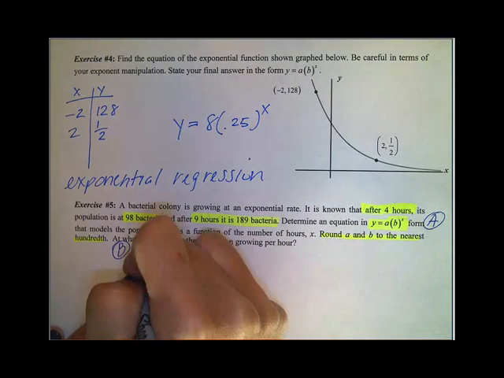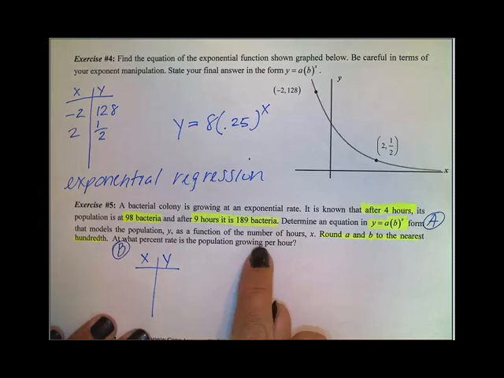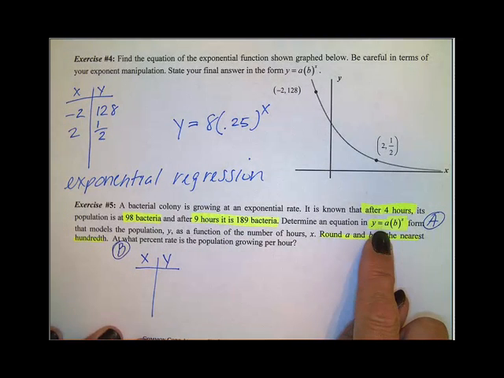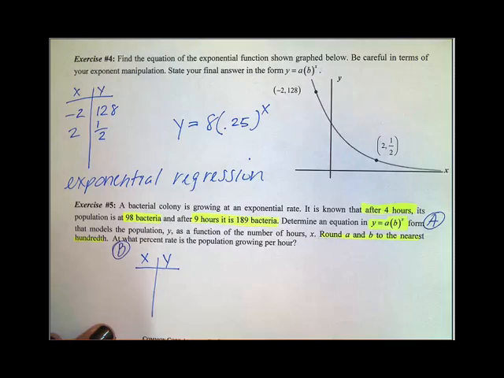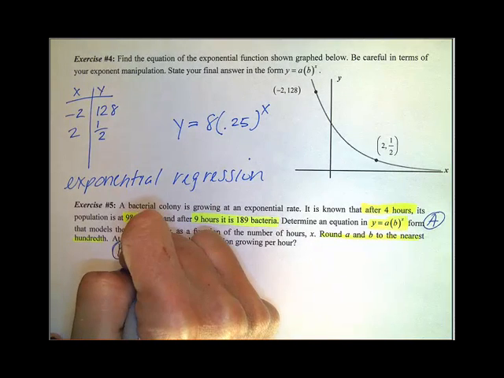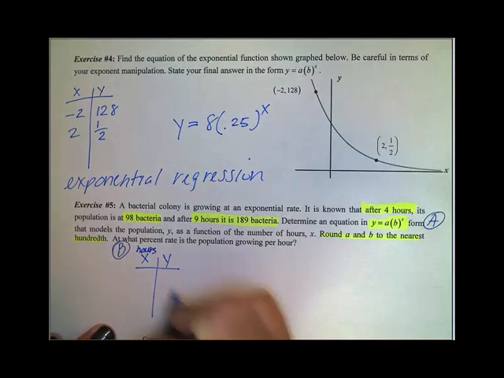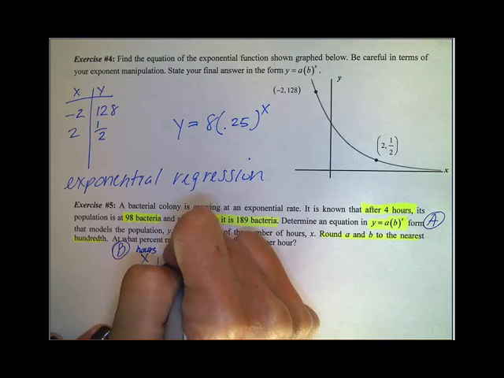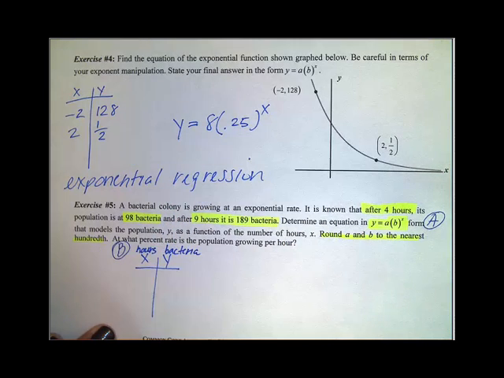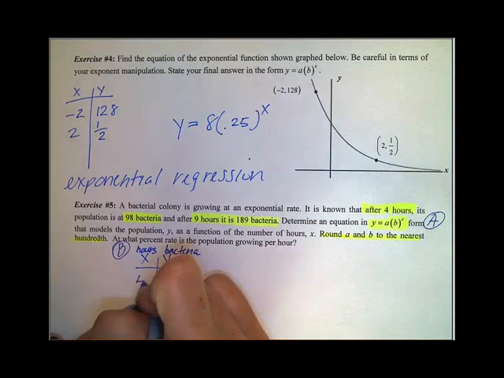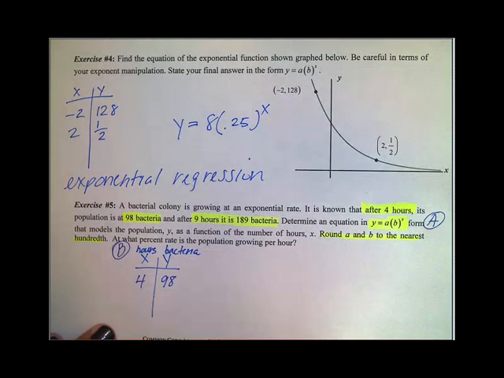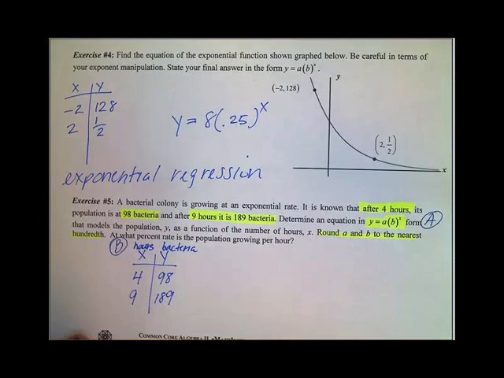You know we're going to use a regression because we're asked to write the equation in y equals a times b to the x form. So my x is my hours, and I'm going to write that there, and my y is my bacteria. So x hours, 4 hours, 98 bacteria. 9 hours, 189 bacteria. So go ahead, let's grab our calculators.